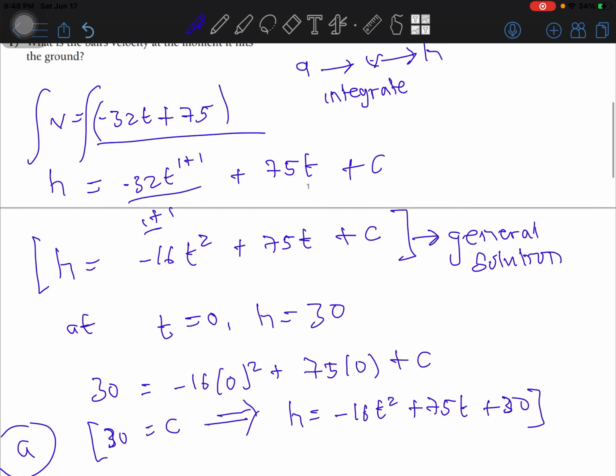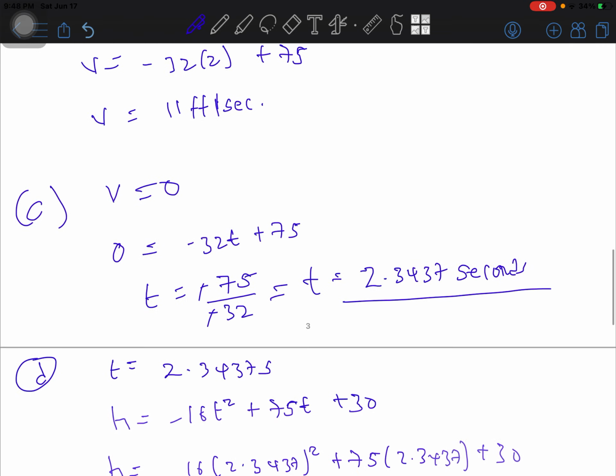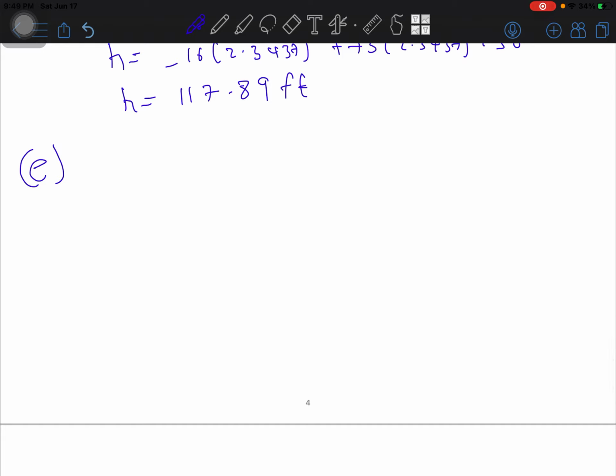So let's look at the E. After how many seconds would the ball hit the ground? So they want the time that the ball hits the ground. And I know you agree with me that when the ball hits the ground, the height will be 0.